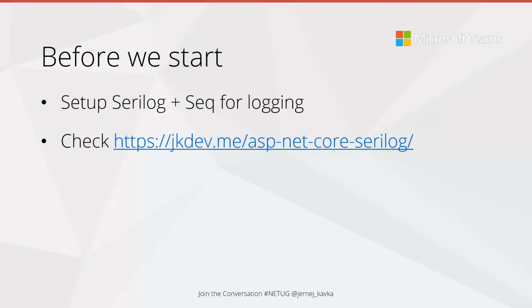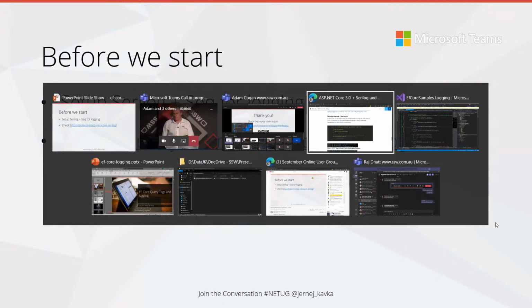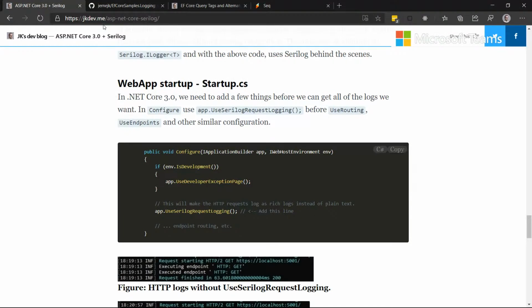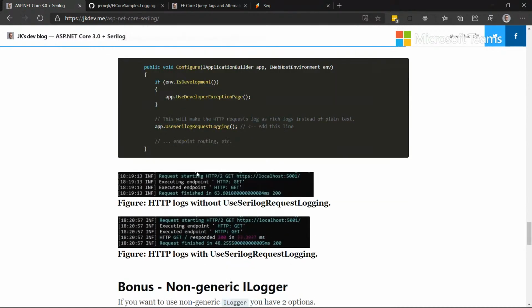All right, so before we move to our demos and explain what EF Core and query tags are and stuff like that, I want to let you know that we're going to use Serilog and Seq for logging. If you're interested in how to set it up, I already have a really good blog post about it. You can check this blog post about how to set it up, and it even shows you the differences if you forget a couple of configurations.